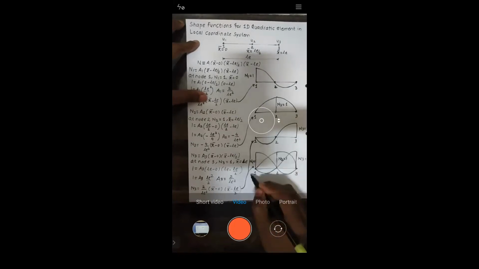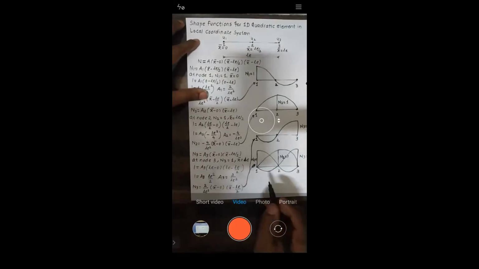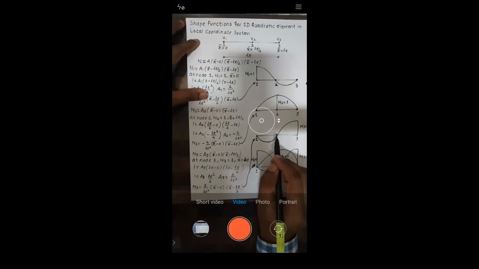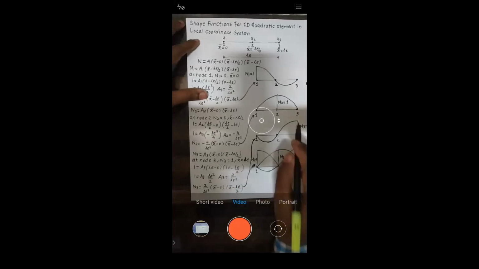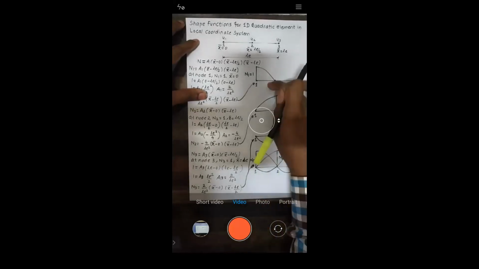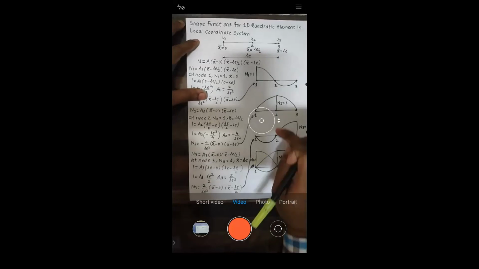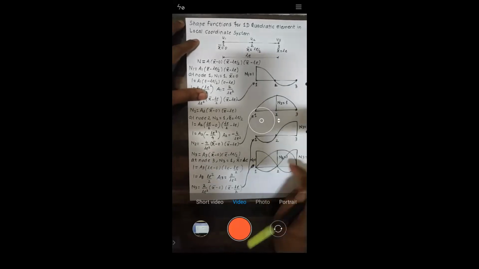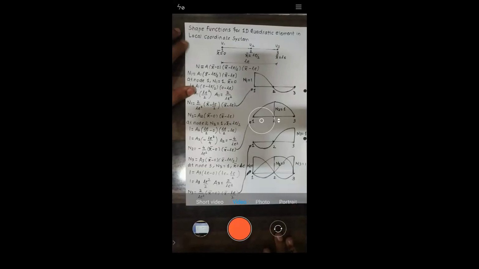Now just see here, all of you. In this equation, you put x bar equal to 0, you will get 0. If you put x bar equal to LE by 2, you will again get 0. If you put x bar equal to LE, you will get 1. So this is how it is derived. And when you combine all those three graphs, you will get this equation. Is it okay? Let me know.